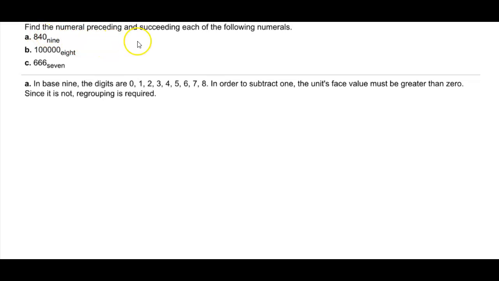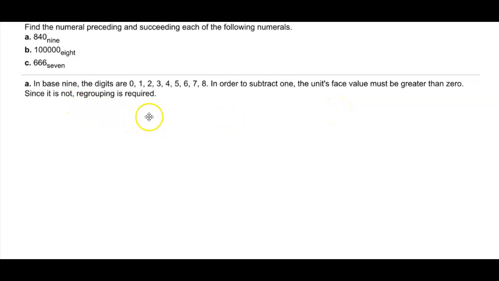Find the numeral preceding and succeeding each of the following numerals. For part A, you have 840 with a base of 9, B, 100,000 with a base of 8, and C, 666 with a base of 7. Now in base 9, the digits are 0, 1, 2, 3, 4, 5, 6, 7, 8. In order to subtract 1, the unit's face value must be greater than 0.